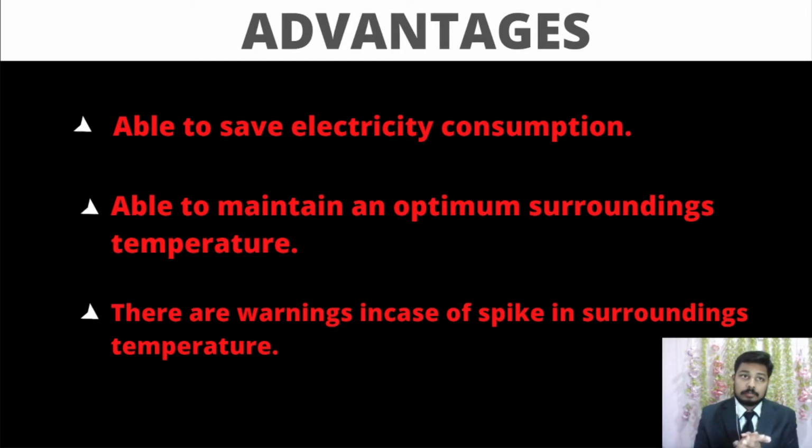So you don't be in a place where it's too hot, where there is excessive heat in your surroundings. Next is there are warnings in case of spikes in surroundings temperature. So in this project there will be a visible warning, which is LED will light up, and also in LCD there will be a notifier where high temp will be blinking. There's a word high temp and it will continuously blink. That also acts as a visible warning.